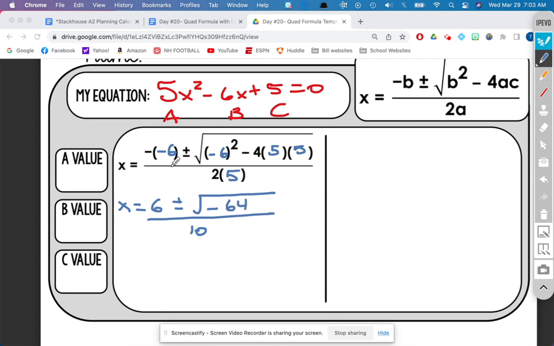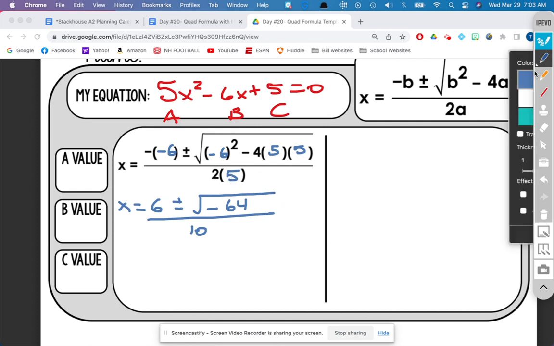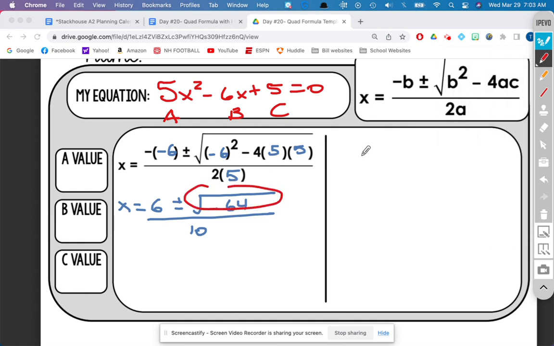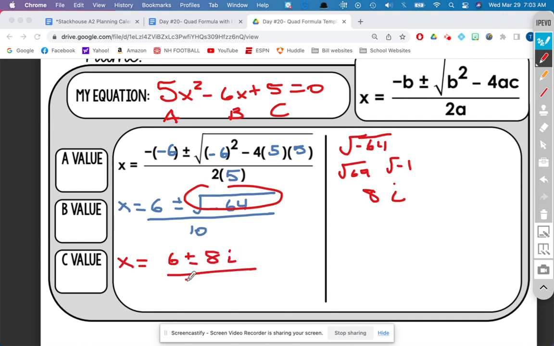At this point, we would have said no real solution. You can't take the square root of a negative number. However, we now know how to simplify square roots that have this negative number. So square root of negative 64. That's the one where we've been splitting it up into 64 and negative 1. The square root of negative 1 is the i we've been using, and the square root of 64 is 8. So that's the simplified version of the square root piece. So again, x is equal to 6 plus or minus 8i all over 10.